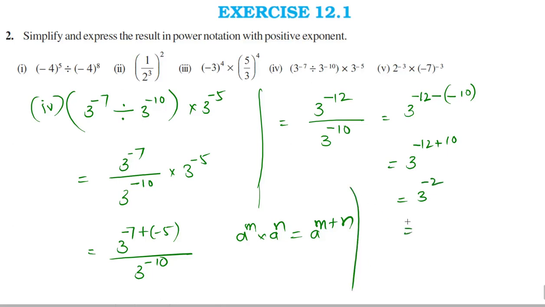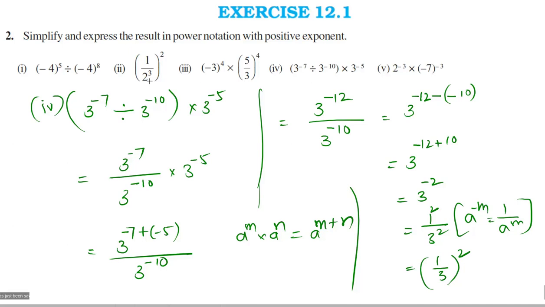We can write this as a to the power of minus m means 1 by a to the power of m. So 1 by 3 square, since a to the power of minus m equals 1 by a to the power of m. Now we can write 1 as 1 square. So we can write this as 1 by 3 whole square. This is the final answer. Let us go to the fifth problem.